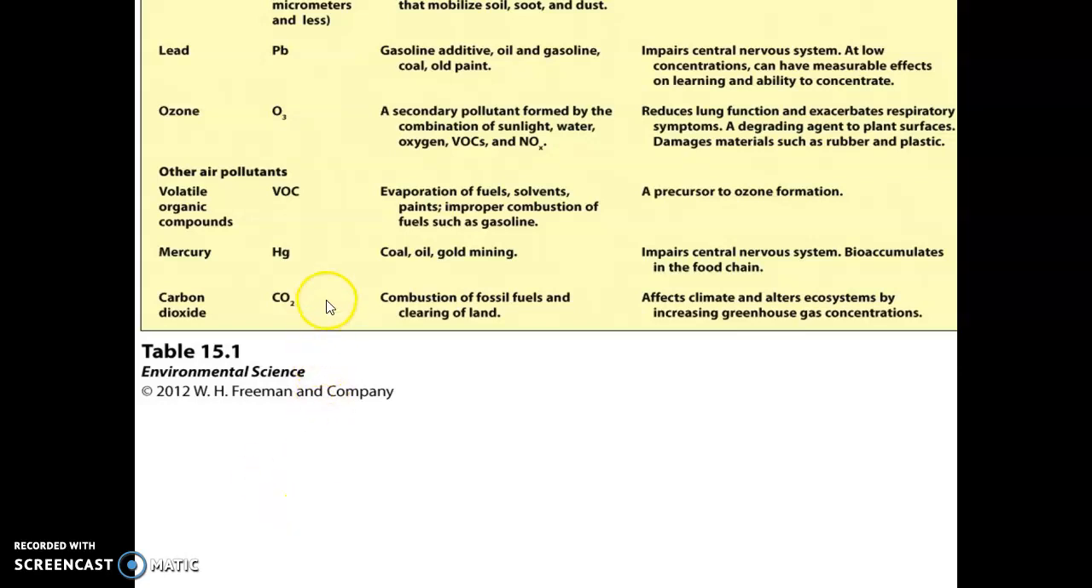Okay, the last compound on the list here of pollutants is carbon dioxide. Again, that's 1 carbon with 2 oxygen atoms, and that's probably the one we're most familiar with when thinking about air pollutants. Now we're going to go back one slide to look at the top of this table and look at the sources of air pollutants.